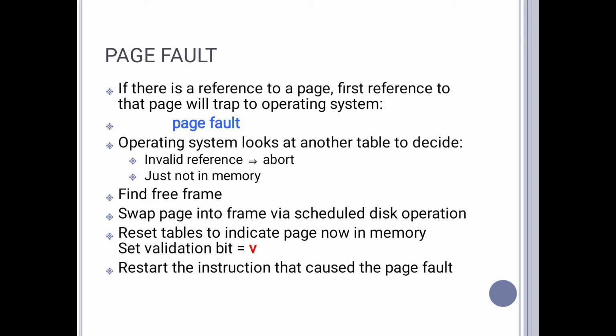There are six steps. First, we check an internal table, usually kept with the process control block, for this process to determine whether the reference was a valid or invalid memory address. If the reference was invalid, we terminate the process. If it was valid but we have not yet brought in that page, we now page it in.